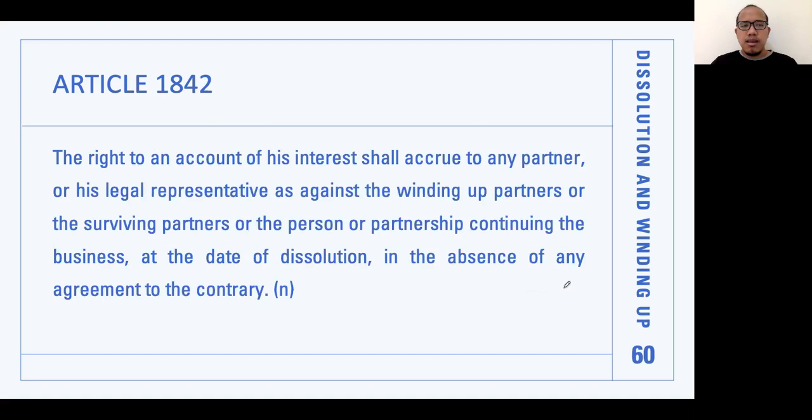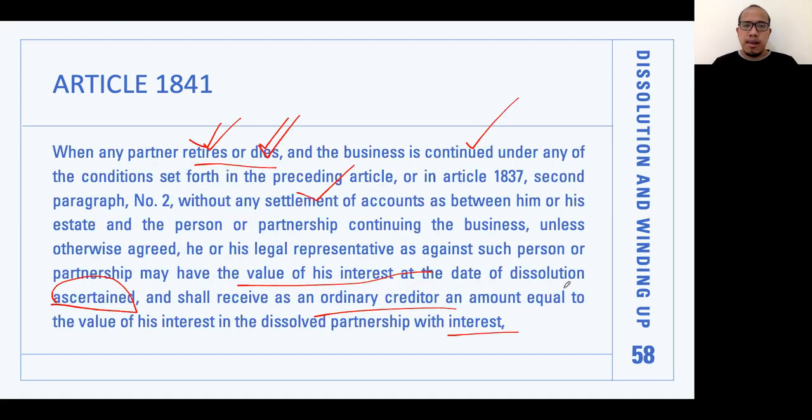1842, last na to, the right to an account of his interest sa 1841, i-account yung interest, shall accrue to any partner or the legal representative as against the winding up partners or the surviving partners or the person or partnership continuing the business at the date of the dissolution in the absence of any agreement to the contrary. Sinasabi ng 1842 kung kanino i-claim ng retired partner or ng representative ng deceased partner yung pag-account ng kanyang interest, yung pag-measure, yung pag-ascertain ng interest na binabanggit sa 1841.